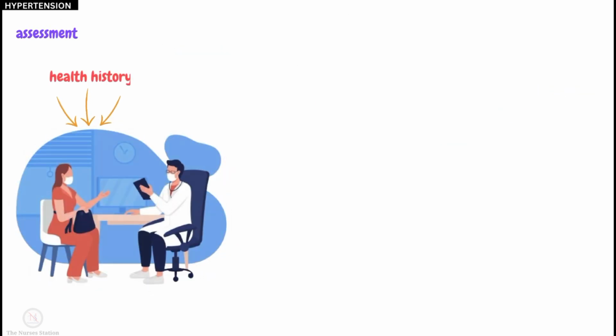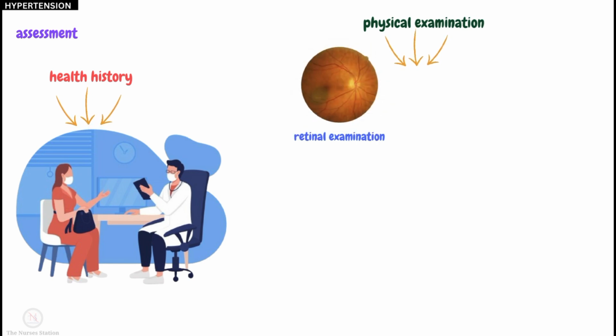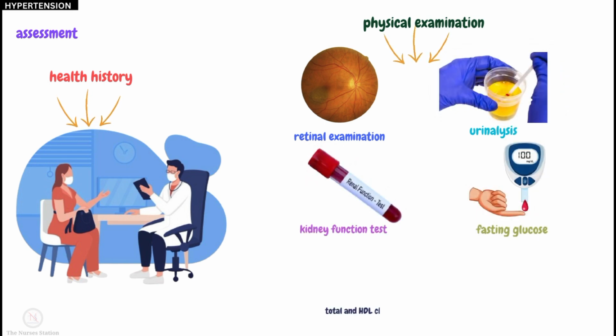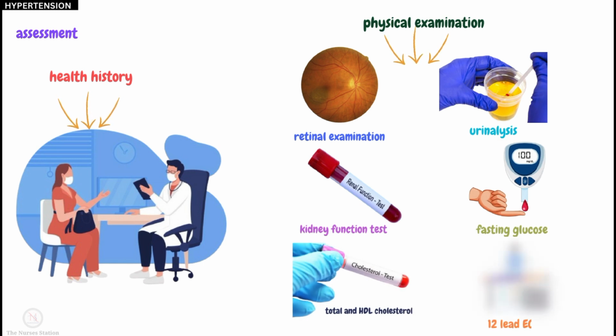In patients with hypertension, taking health history and conducting a thorough physical examination is necessary. The retinas are examined for any possible damage. Routine laboratory tests include urinalysis, kidney function test, fasting glucose, total and high-density lipoprotein cholesterol levels, and a 12-lead ECG.